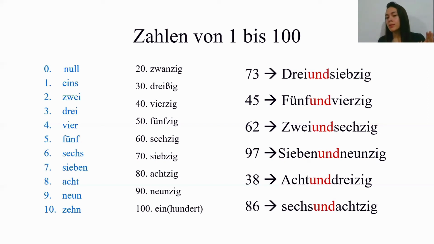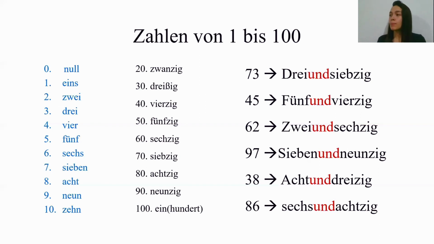97. 7 und 90. 7 and 90. 38. 8 und 30. 8 and 30. And the last one, 86. 6 und 80. 86. And that's basically all. That's how you build the numbers.